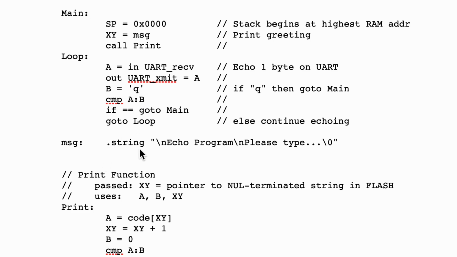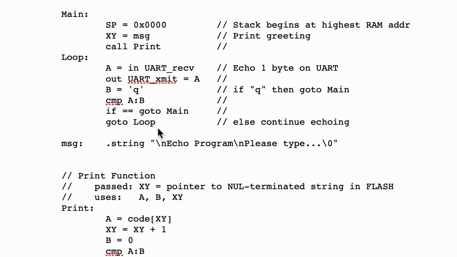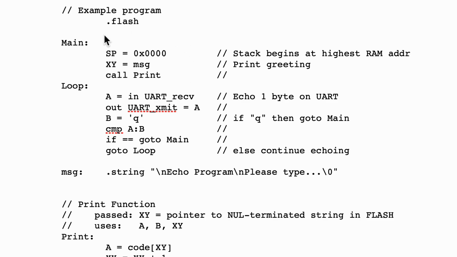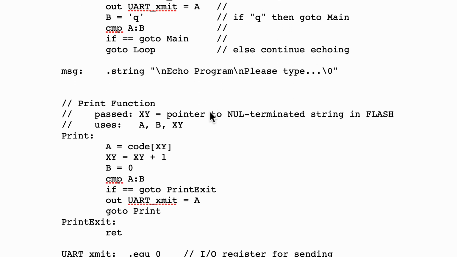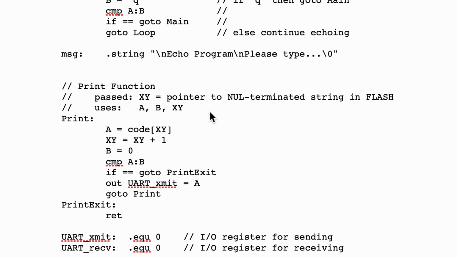The string directive is used for just placing characters in flash memory or RAM memory. We are only using the flash memory in this example, but there's also a .ram assembler directive, so we can lay out the bytes in RAM. We can't put instructions into the RAM or anything, but we can at least define where variables are going to be in the RAM. Here's a print function.